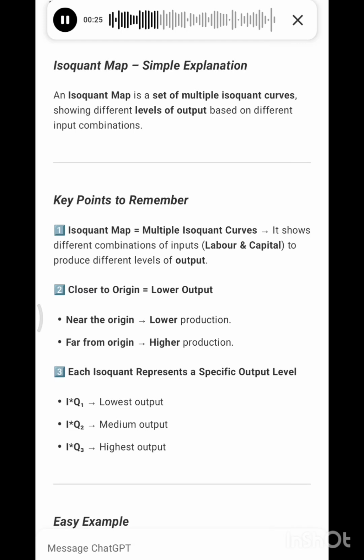2. Closer to origin, lower output. Near the origin, lower production. Far from origin, higher production. 3. Each isoquant represents a specific output level. IQ1, lowest output. IQ2, medium output. IQ3, highest output.